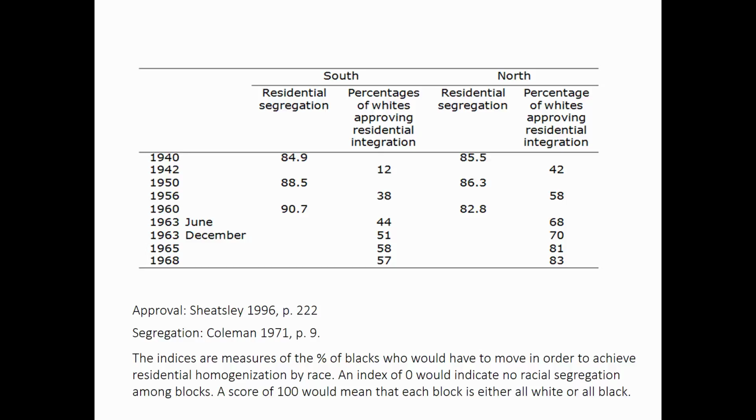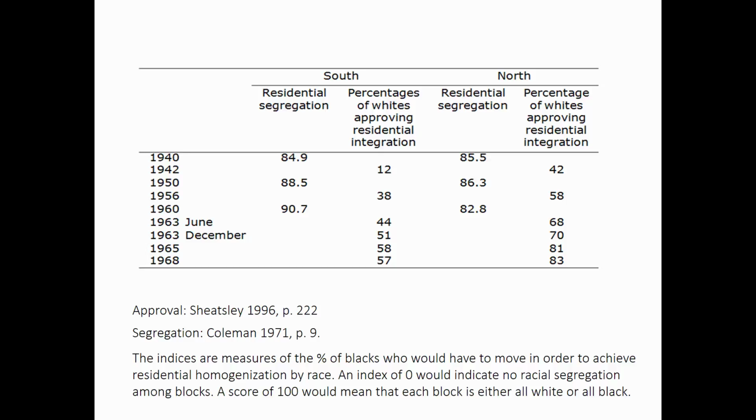let's look closer at that. First of all, let's look at the first column. This is residential segregation, an index. There are many different ways to measure segregation. This one measures the percentage of blacks who would have to move in order to achieve residential homogenization by race. Yeah? So actually, this is pretty high.